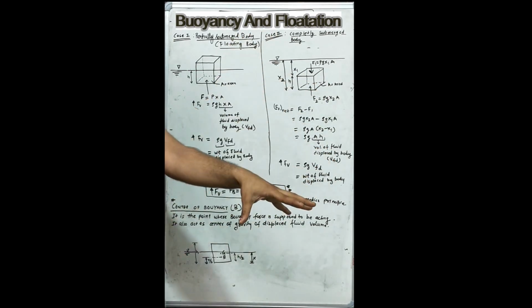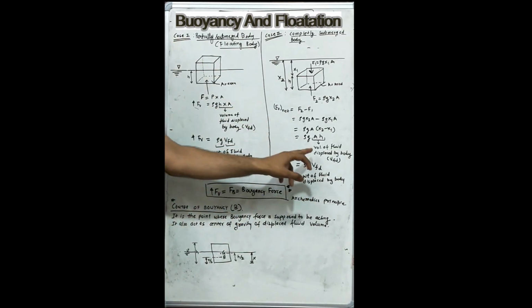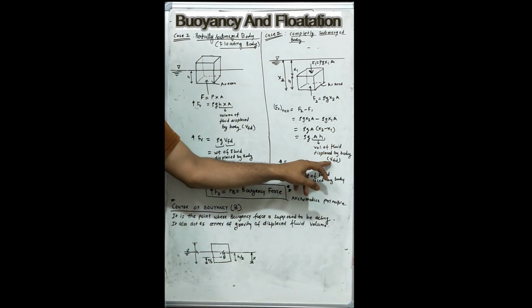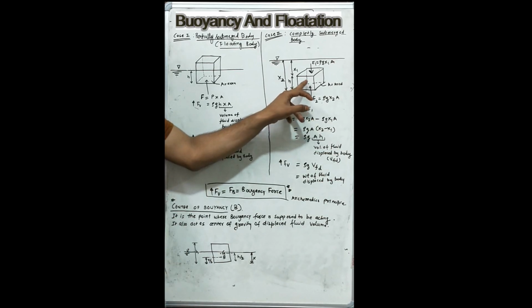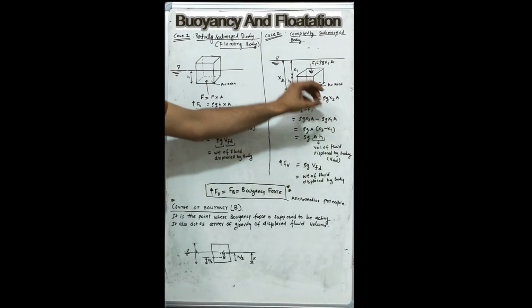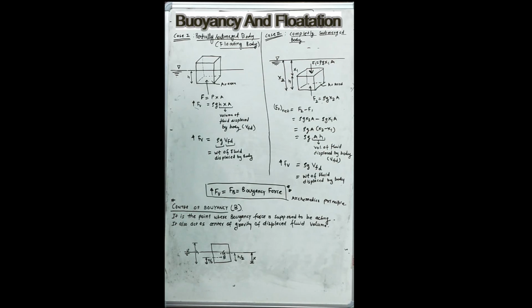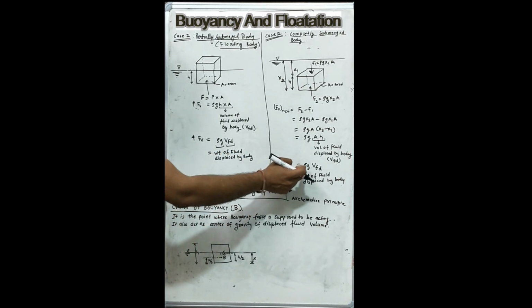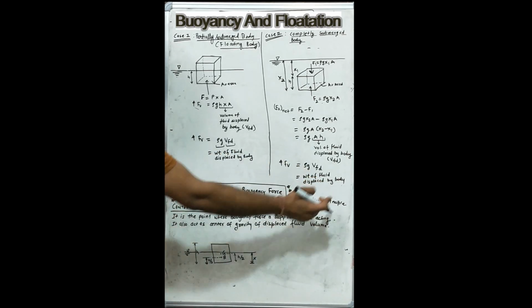It is completely submerged, so the volume of the fluid displaced by the body here is exactly the same as the volume of the body. In the earlier case it is not the same, because only some part of the body is inside the water, so the volume of fluid displaced is different. But here the volume of fluid displaced is the same as the volume of the body, right? In both cases, what we are seeing is that the net vertical force is equal to the weight of fluid displaced by the body.